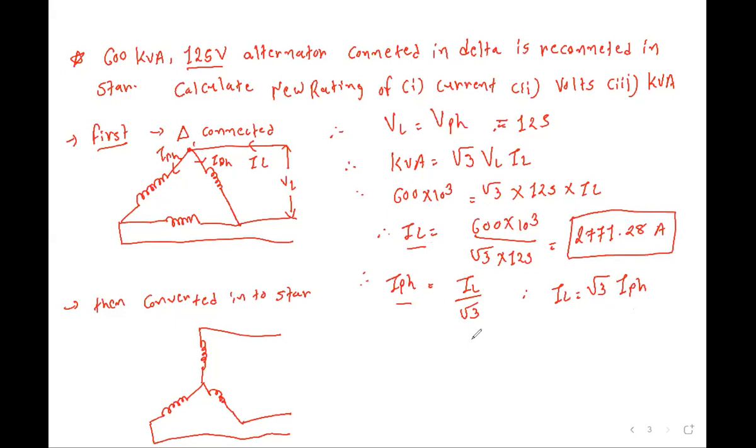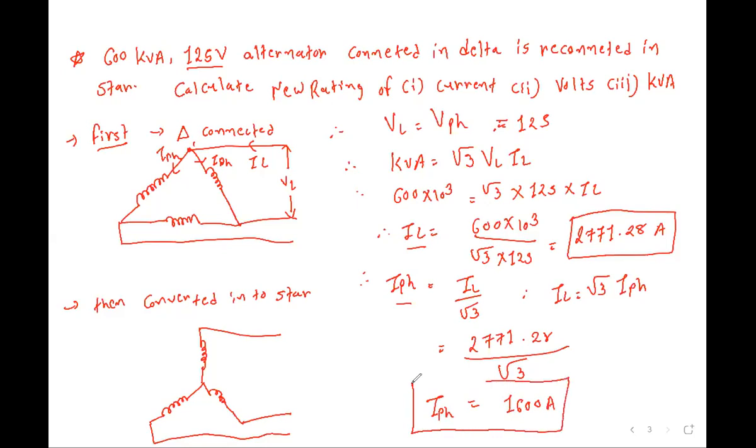Now my IL is 2771.28 divided by root 3. What should be the answer? 1599.99. Let's say it's 1600 ampere. This is all we derived for the delta connection.